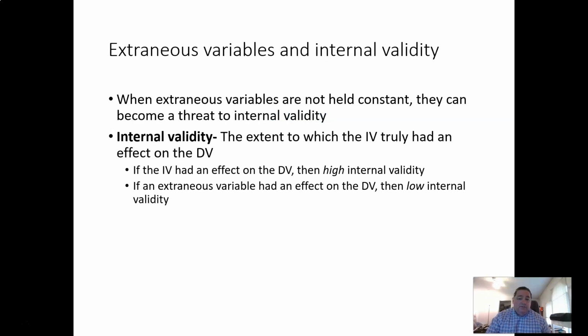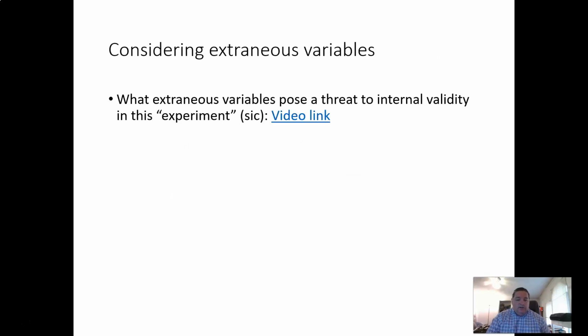When extraneous variables are not held constant, they can become a threat to internal validity. Internal validity is the extent to which the independent variable truly had an effect on the dependent variable. If the independent variable had an effect on the dependent variable, then high internal validity. If an extraneous variable had an effect on the dependent variable, then low internal validity. So extraneous variables pose a threat to internal validity in this experiment.